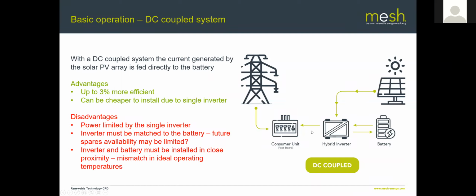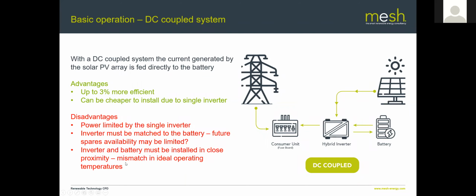What are the downsides? Well, the main downside is that the power is limited by this single inverter, and that inverter has to be sized to take account of the PV array and the battery. If that inverter ever goes down, then you've obviously got to try and find an inverter that is compatible with both the battery and the solar PV array. And it might be that spares will be more limited in the future for that type of thing. Typically, inverters have about half the life of the PV array, so generally, if you're installing a PV array, you allow for replacing the inverter once in the lifetime of the array.